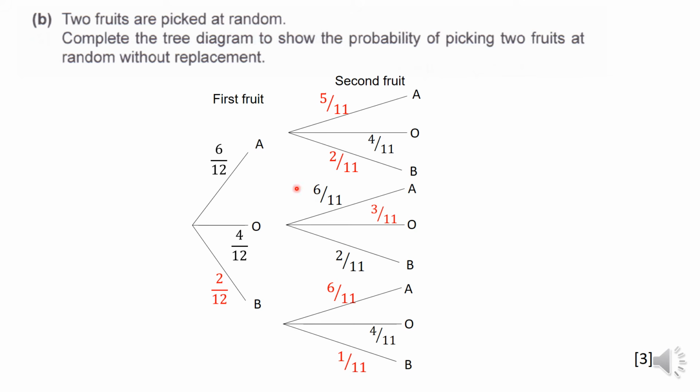So the 6 apples will still be there as they were originally, and the 2 bananas will still be there as they were originally. Once you take 1 banana from here, then the 4 bananas will still remain, and the 4 oranges will still remain, and the 6 apples will still remain. Anyway, you should know that when you add along here, you should get to 1. So this is how you complete this tree diagram.